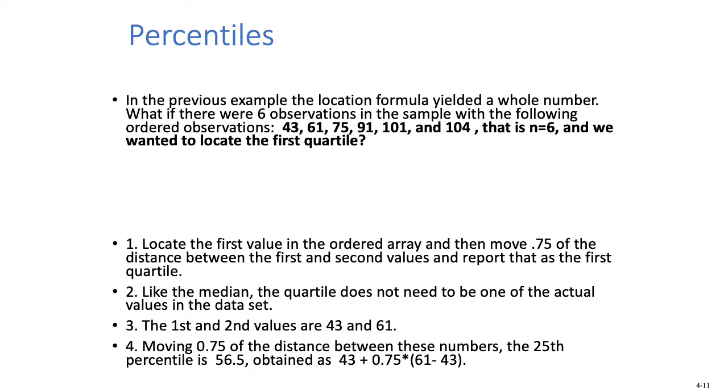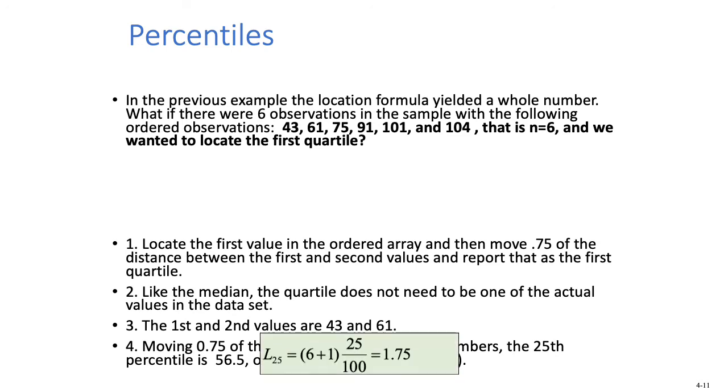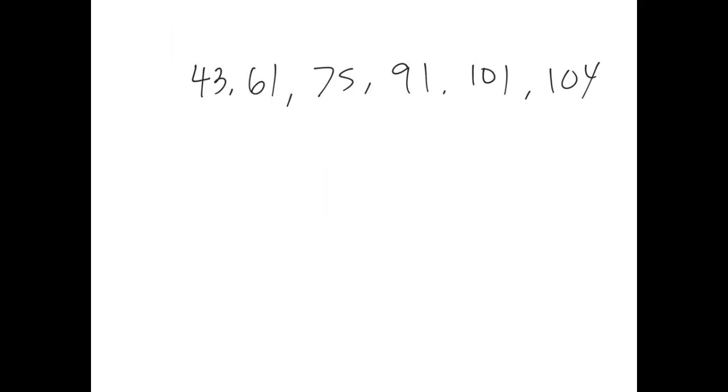In the previous example, the location formula yielded a whole number. What if we had an even number of observations? In this sample, we're going to be looking for the first quartile, the second quartile, and the third quartile in the case where we have an even number of observations. Let's see what happens. Here's another data set. In this case, this data set has 1, 2, 3, 4, 5, 6 observations. Let's find the first quartile of this data set.